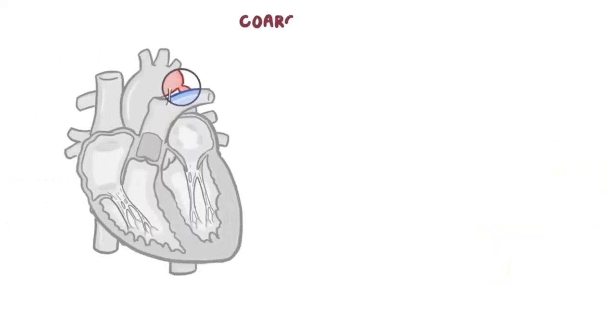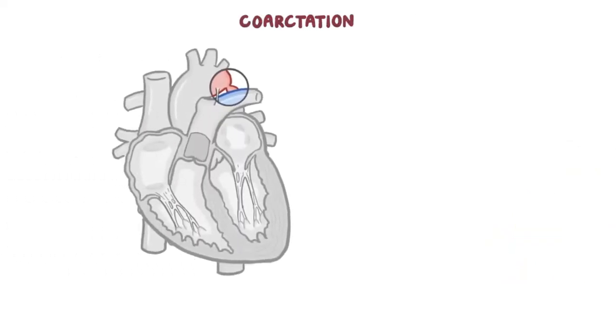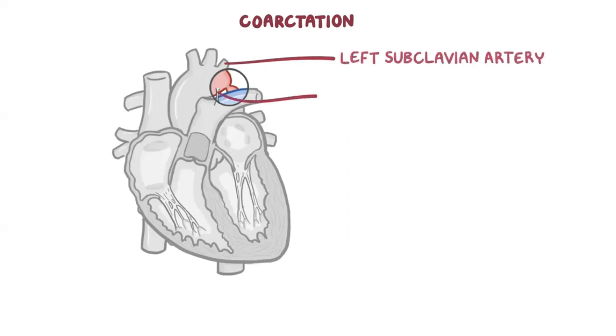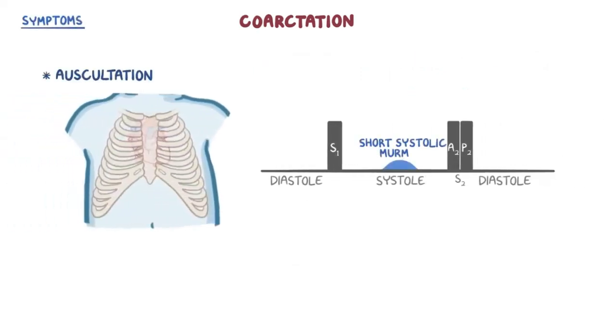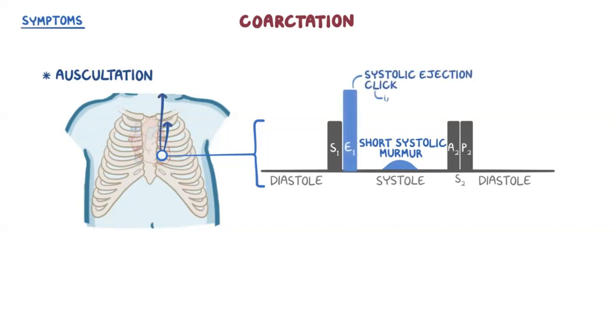And finally, coarctation is a narrowing of the aorta, which mostly occurs below the origin of the left subclavian artery at the origin of the ductus arteriosus. On auscultation, a short systolic murmur is often heard along the left sternal border at the 3rd and 4th intercostal spaces, which might be transmitted to the left infrascapular area and occasionally to the neck. A systolic ejection click may be heard if there is an associated bicuspid aortic valve.